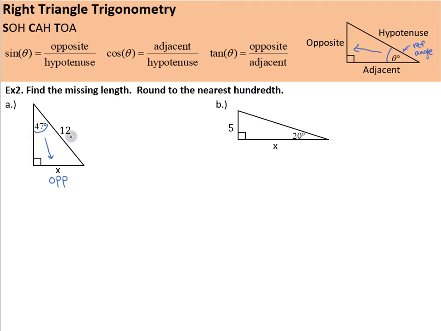12 is the hypotenuse, right? It's across from my right angle. Hypotenuse is over there. And then this side is the adjacent.